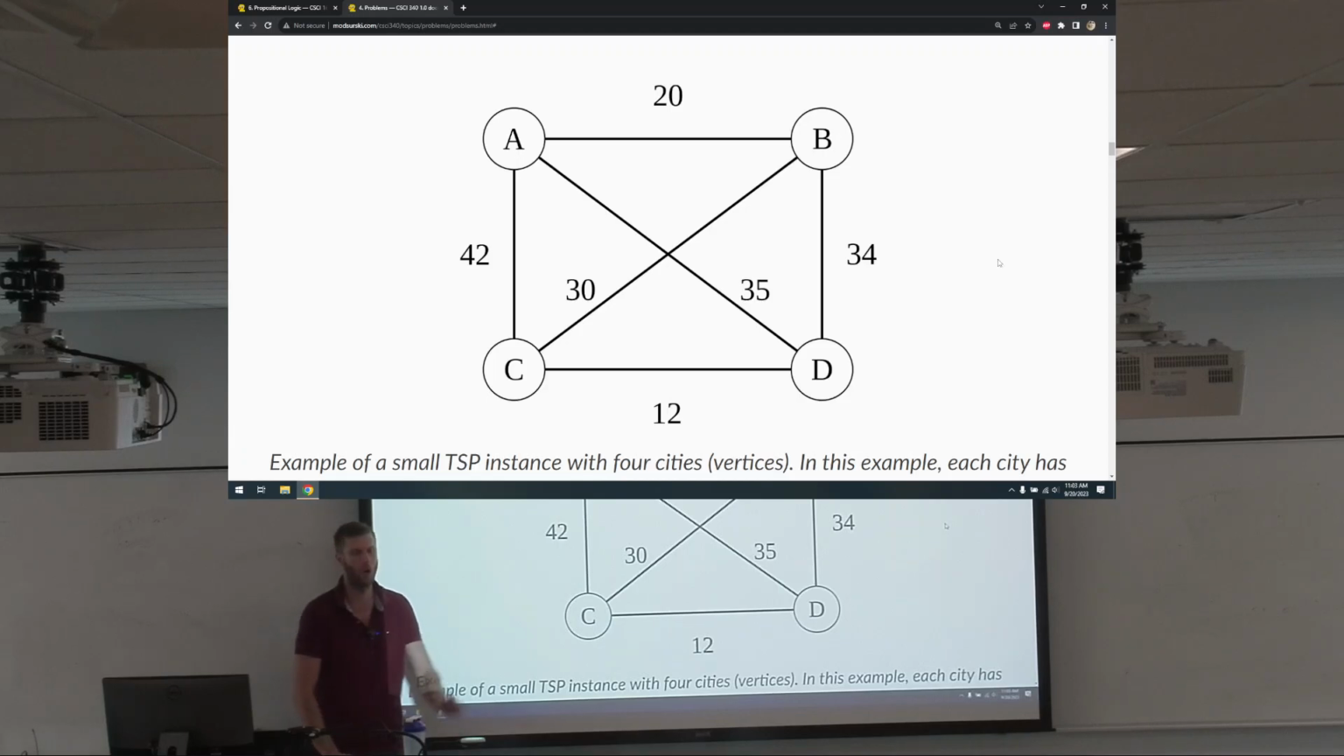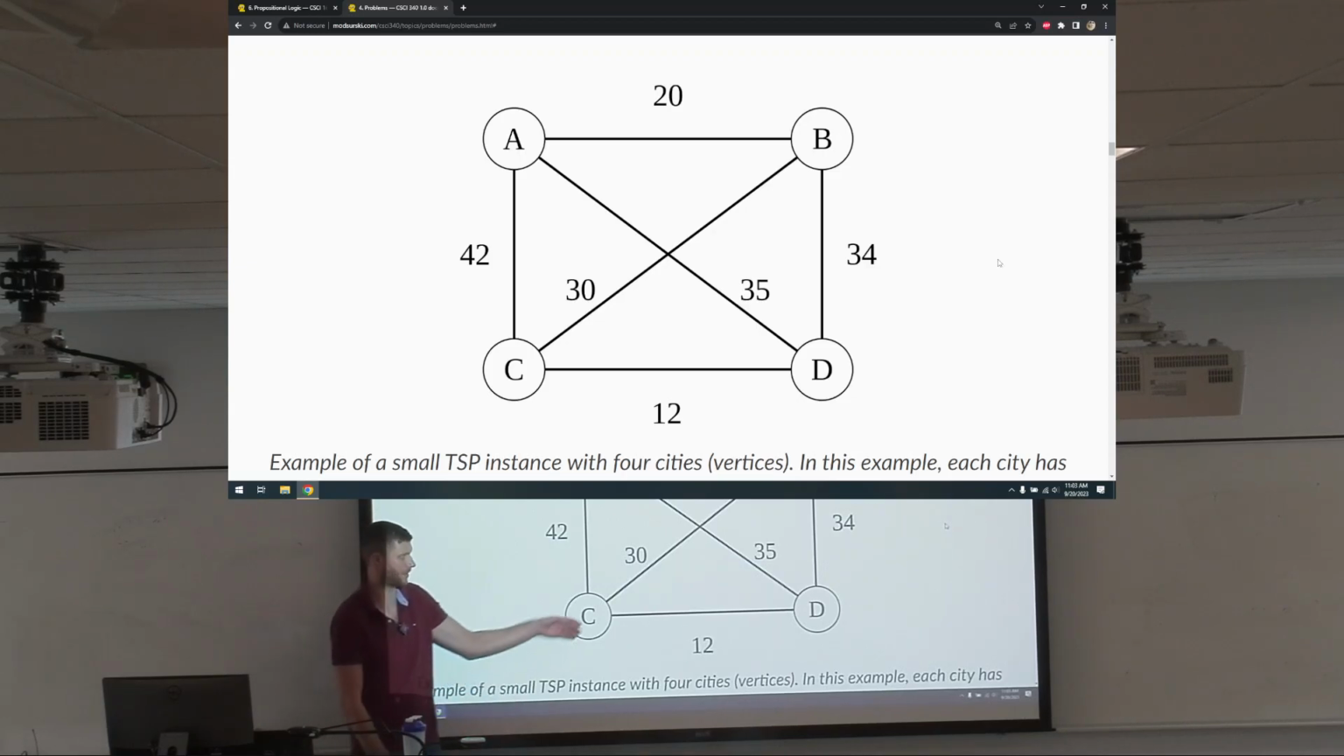I know the first and last is usually fixed, but let's pretend it's not. I have to make a decision. Which node do I want to start at? How many options do I have? It's not a trick question, it's just 4. Okay, I pick this one.